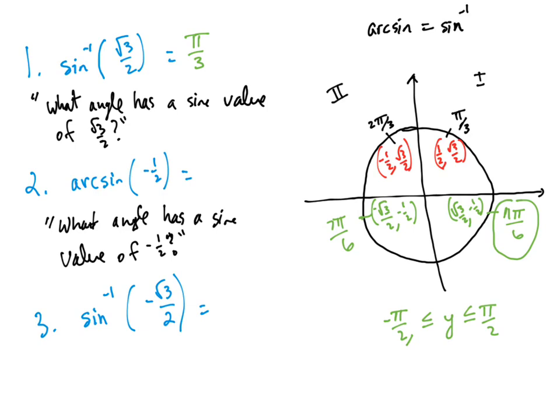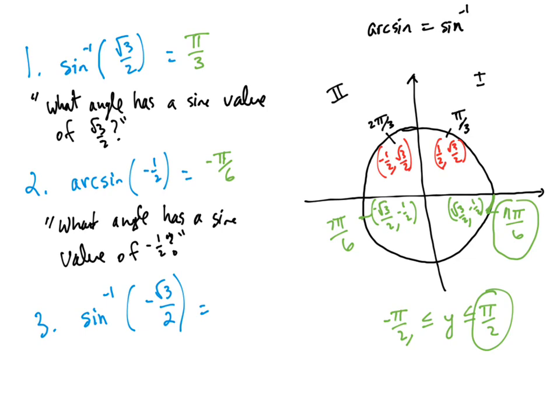So it's tempting to write 11 pi over 6, but 11 pi over 6 is bigger than this endpoint. So instead of going all the way around the circle to 11 pi over 6, we're going to go this distance here. And instead of writing that as 11 pi over 6, we're going to say negative pi over 6.